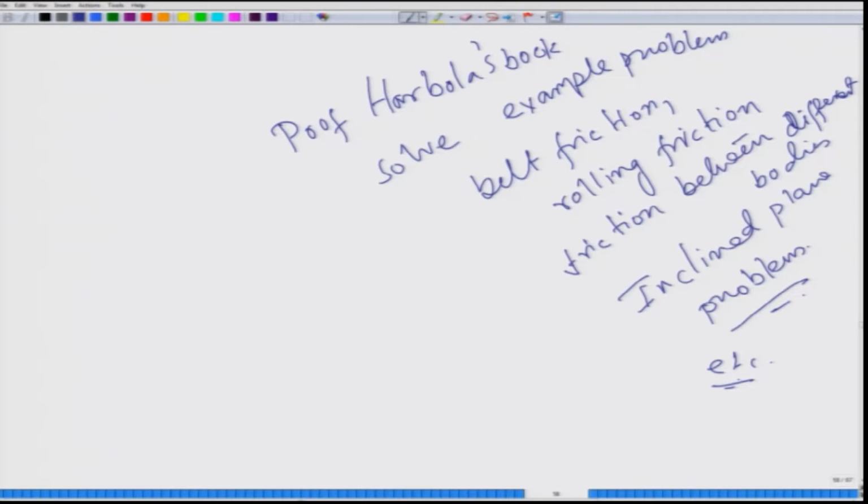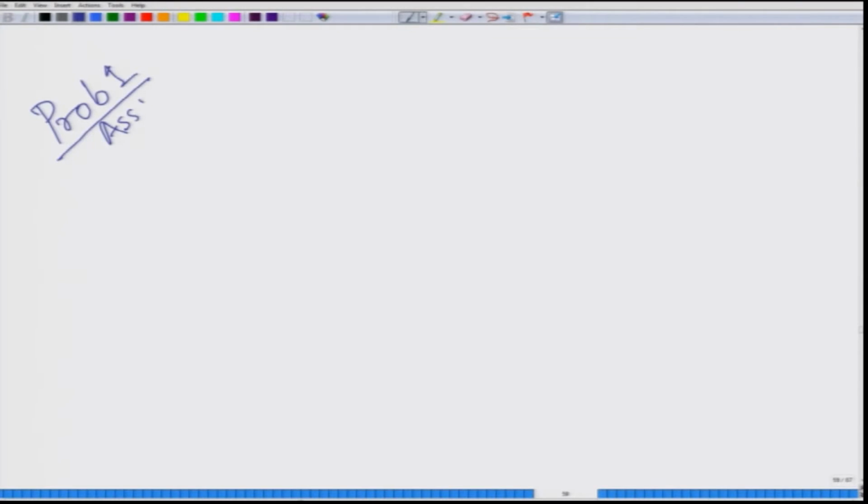Today I have selected some problems from assignment number 3. So, I start with the problem from assignment number 3, which is problem number 1.